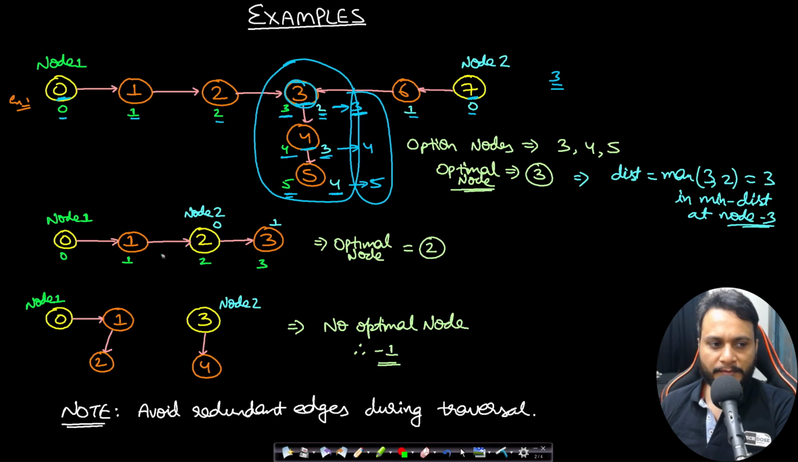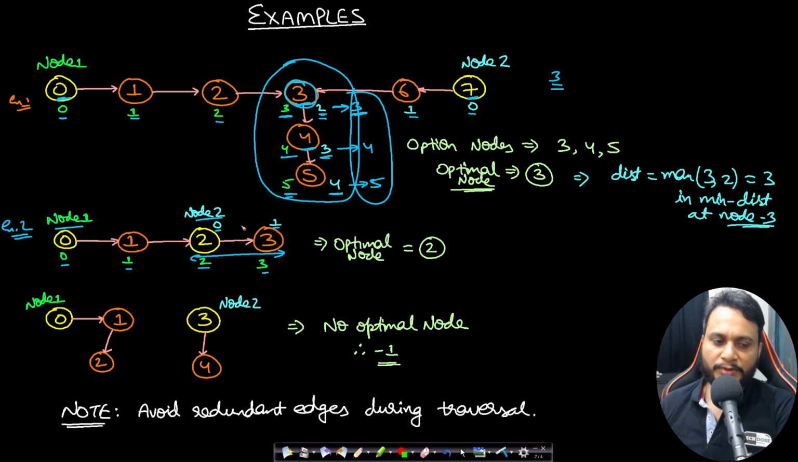Fine. Now if you look at example number 2, in this case node 1 and node 2 are 0 and 2, and if you mark all the distance values from node 1, then this is going to be 0, 1, 2, 3, and for node 2 it is going to be 0 and 1 only for 2 and 3, because from node 2 you cannot traverse to node 0 or 1. So what are the common nodes which are traversable by both? It is going to be 2 and 3.